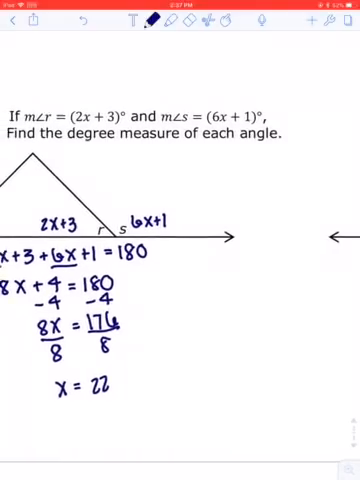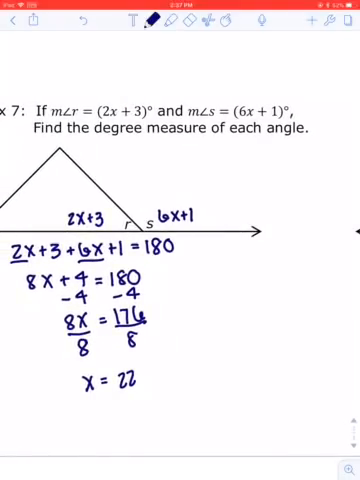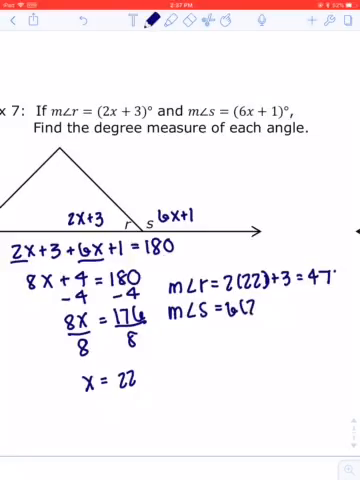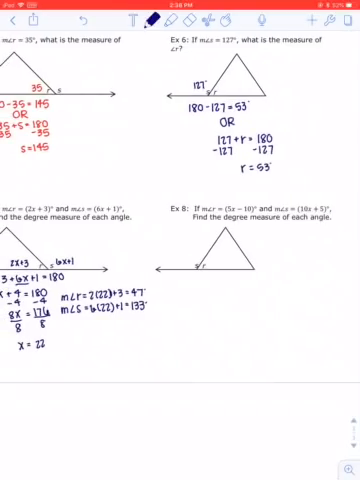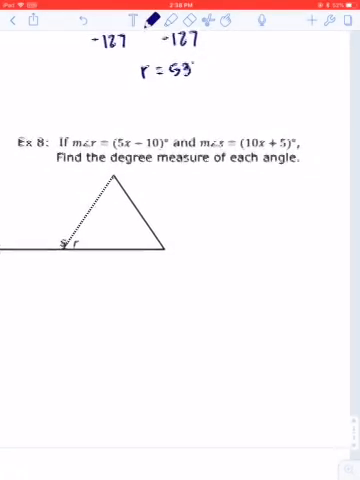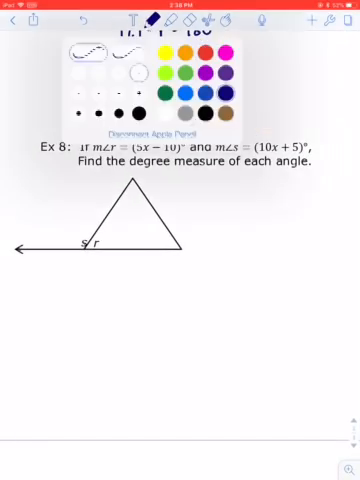Then you plug that into your angle equations. So you have measure of angle R equals 2 times 22 plus 3, which would be 47 degrees. Measure of angle S, 6 times 22 plus 1, which would be 133. Okay, so you try example 8, then check back in the video with my work.